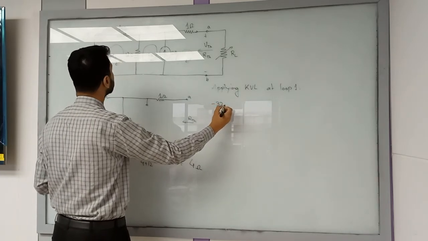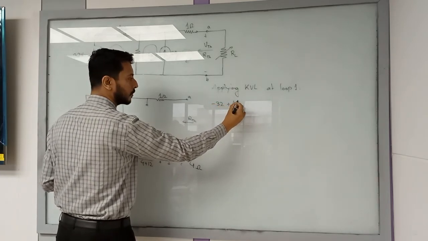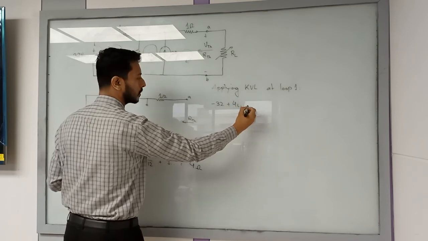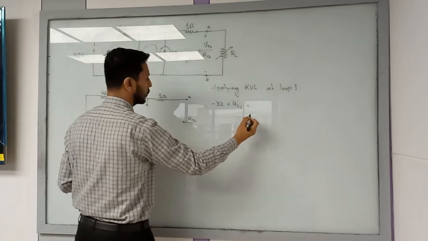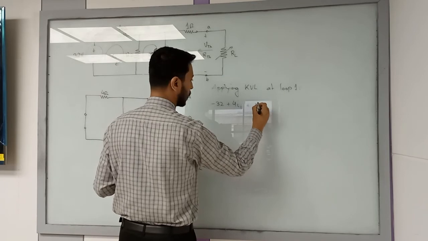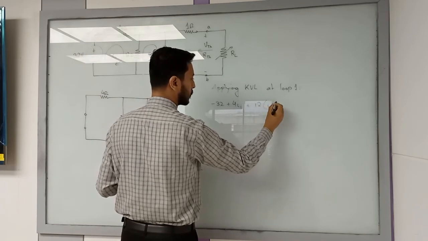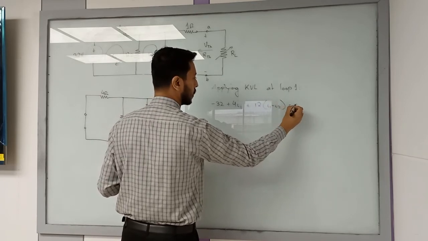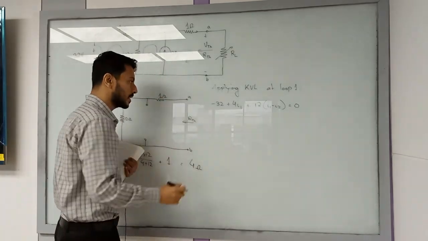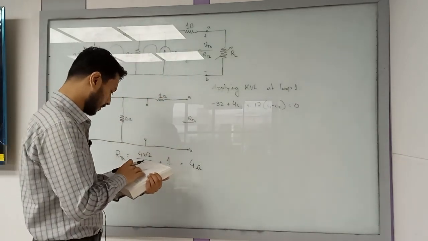-32 + 4I1 + 12I1 - I2 = 0. সো এটাকে সিম্পলিফাই করলে কী আসবে?